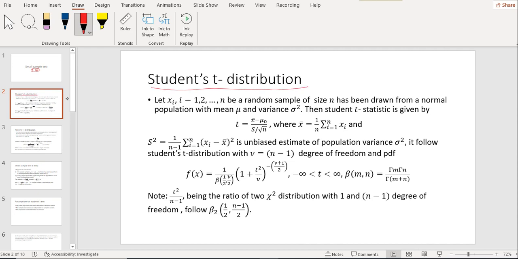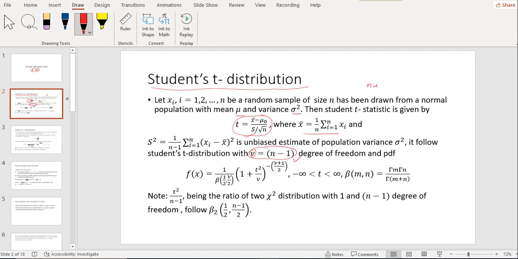Let Xi be a random sample of size n drawn from a normal population whose mean is mu and variance is sigma square. Then the Student t statistic is given by t equals x bar minus mu upon capital S upon square root of n, where x bar is the sample mean and capital S square is the unbiased estimator of the population variance. This statistic follows the Student t distribution with n minus 1 degrees of freedom, denoted by nu. This is the symbol nu.